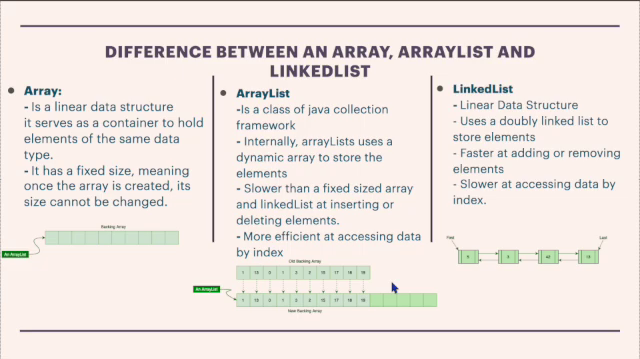In contrast to an array list, the linked list is faster at adding and removing elements since there is no shifting of elements. However, when it comes to accessing data, the linked list provides sequential access, meaning that in order to access a specific element, you need to traverse the list from the beginning until you find the desired node. Depending on the size of the list, this might impact the performance.